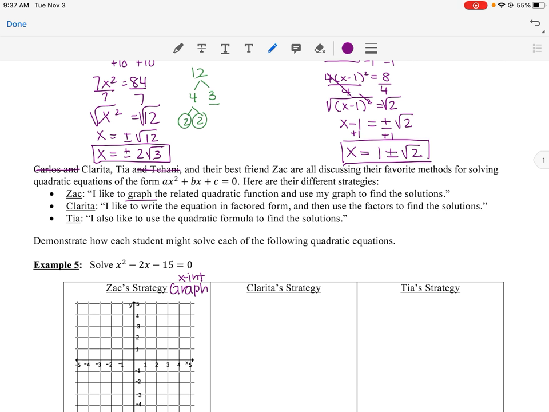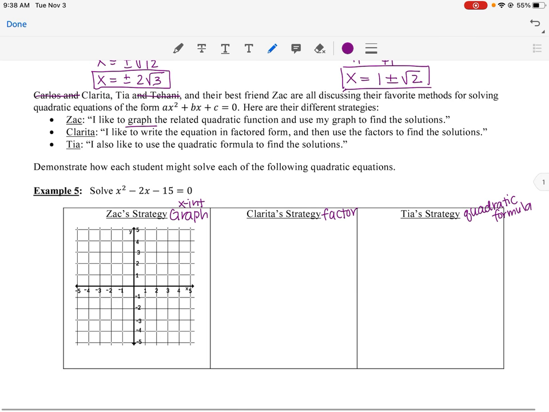Clarita likes to write the equation in factored form and then use the factors to find the solution. So she's going to factor. And last but not least, Tia likes to use the quadratic formula to find the solutions. Okay, so we're going to do two different examples where we look at how to solve this using the three different methods.